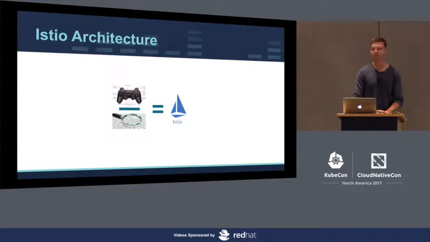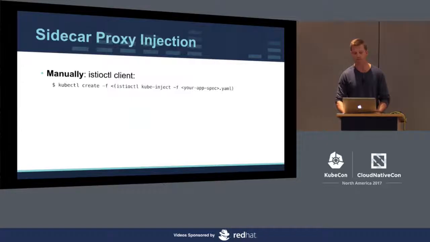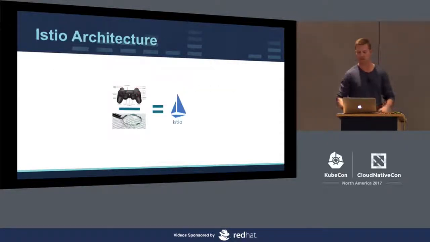Istio architecture. Right? Istio is made up of a control plane and a data plane, right? And so the control plane consists of components called a mixer, a pilot, and the CA, also referenced as Istio security or Istio auth. And then the data plane consists of an enhanced version of the Envoy proxy.